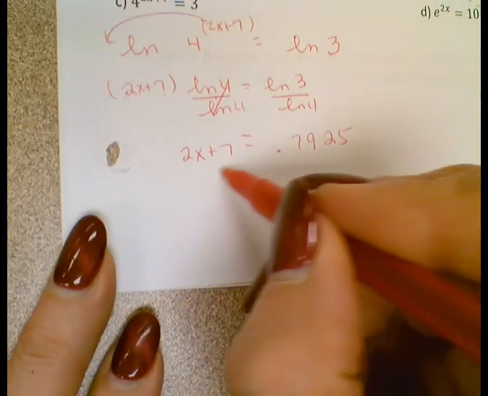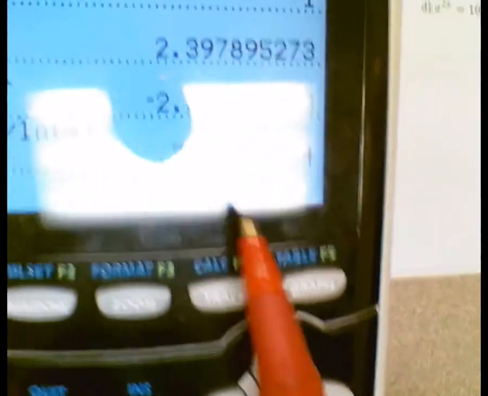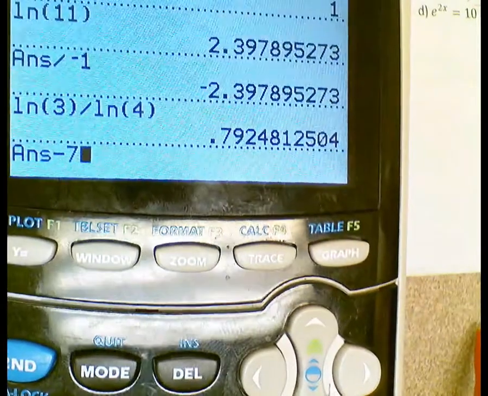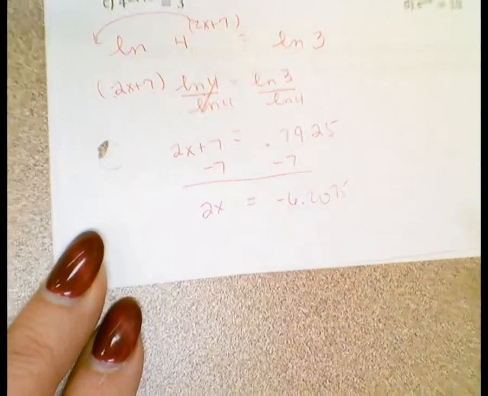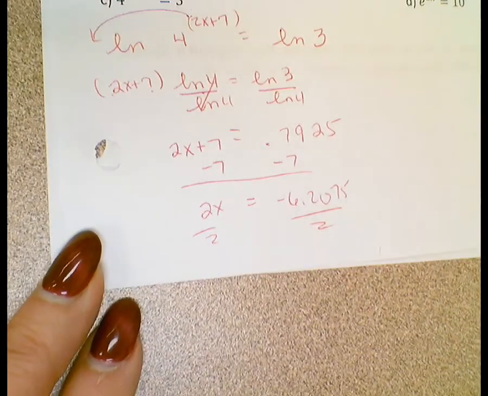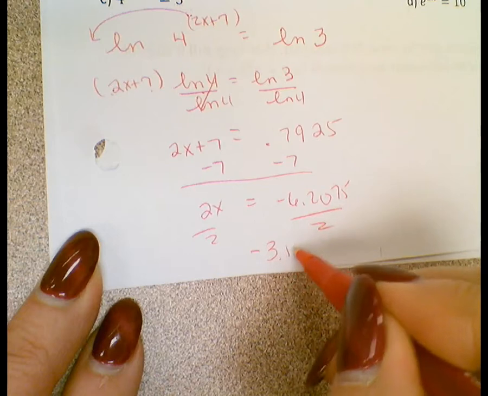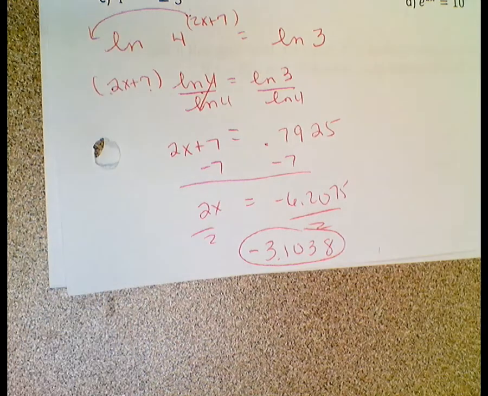All right. Okay, I want everyone to subtract 7. Now notice on your calculator, we've already got this on our calculator from the last time. So just press minus 7. It says answer minus 7. So it's negative 6.2075, which equals 2x, and then divide that by 2. Your answer is negative 3.1038 when you round it to 4 decimal places.